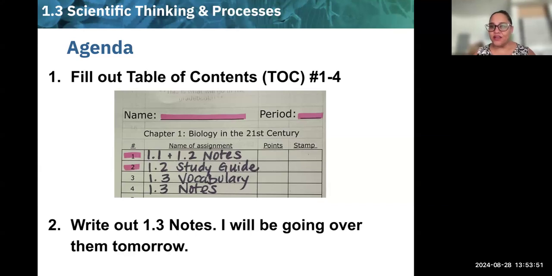Hi, everyone. First, I want to make sure your table of contents is filled out. Your name and your period should be at the top, and we have completed or almost completed 4 assignments for this chapter. So there it is right there. Make sure it is filled out. I will check it off. That's where I put your points, and I date stamp it, so I know when you actually finished it.